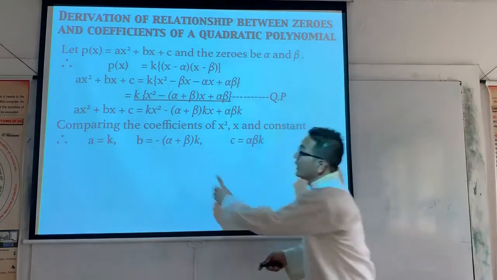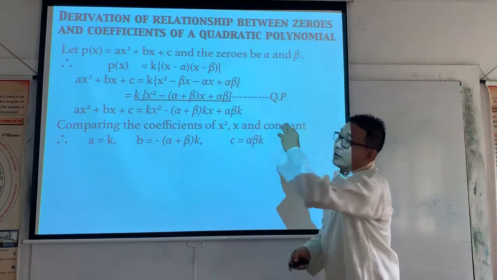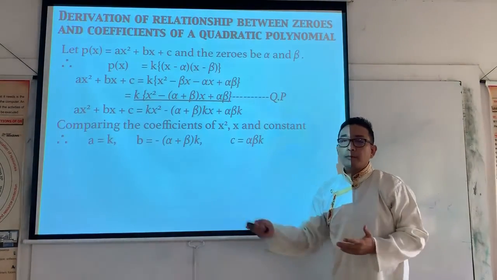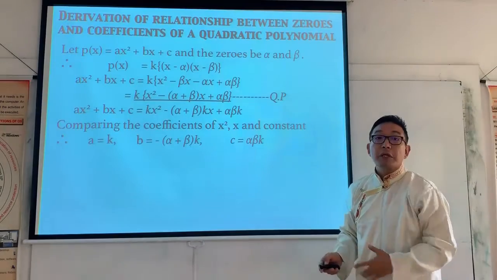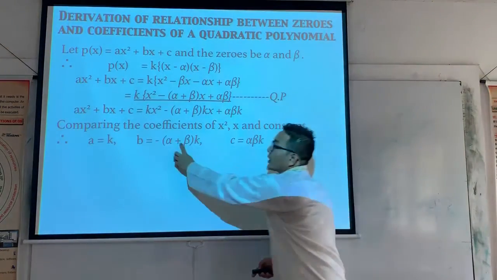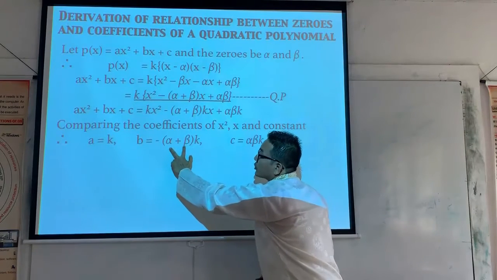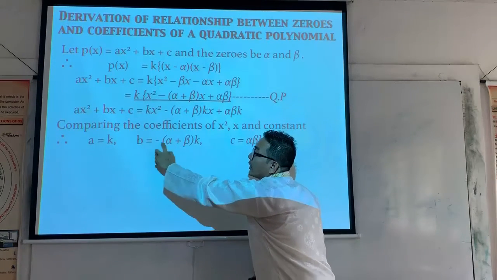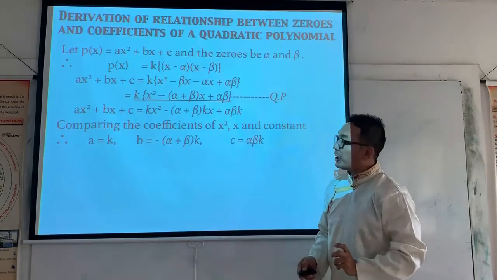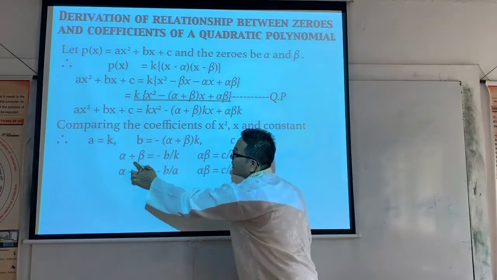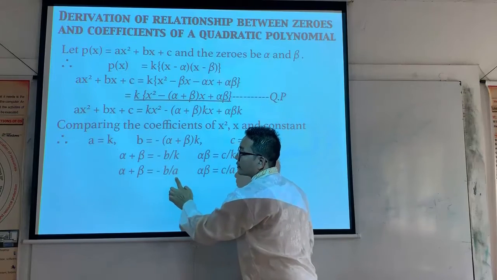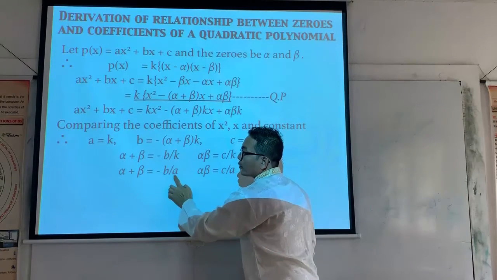So from this, alpha plus beta is the sum of zeros and alpha beta is the product of zeros. The sum of zeros is b upon minus k, which is negative b upon k. And the value of k is a, so alpha plus beta is negative b upon a.